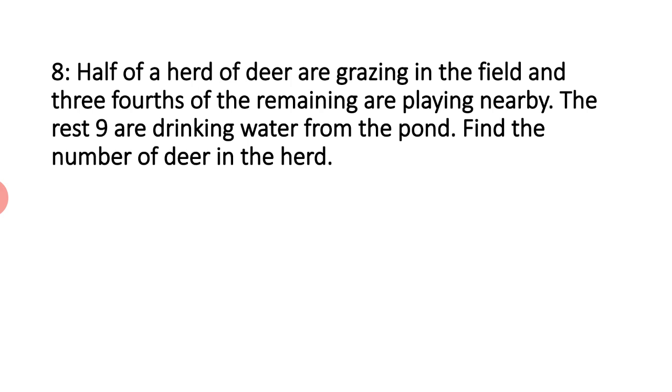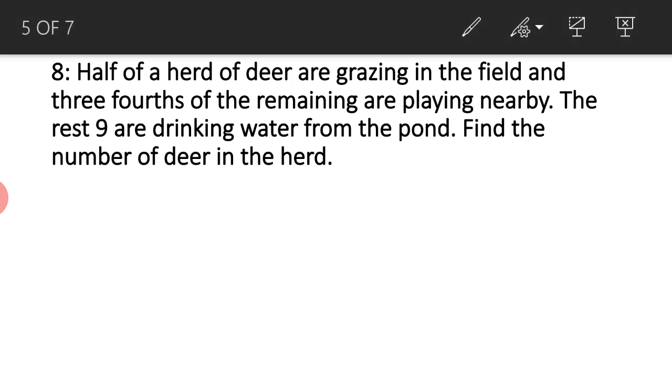Half of a herd of deer are grazing in the field and 3/4 of the remaining are playing nearby. The rest 9 are drinking water from the pond. Find the number of deer in the herd. What do we need to find out? Number of deer in the herd. Now, again, a lot of work is to be done first before getting the equation. So, we are talking about a herd of deer. Few of them are playing, few of them are grazing, few of them are drinking water. Is it clear? And we have to find how many actual deer are there in the herd.